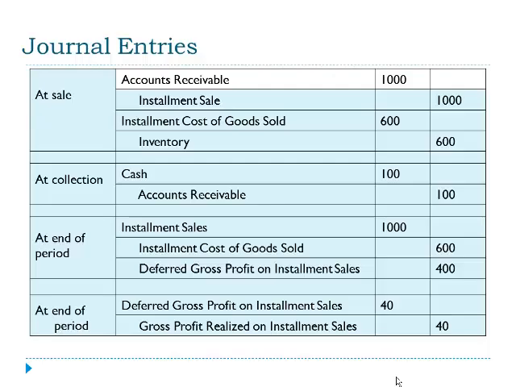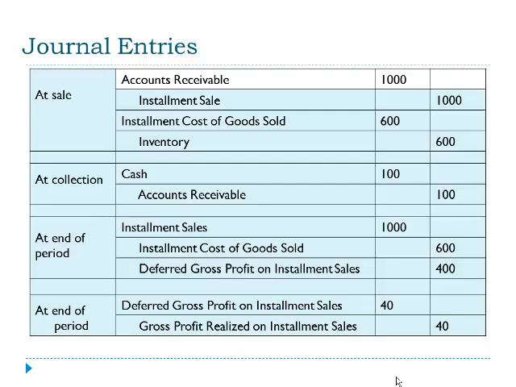At the end of the period, we're going to calculate what the total gross profit on installment sales is. We close the installment sales and the cost of goods sold account and recognize a deferred gross profit on installment sales. Here we have a credit of $400. That deferred gross profit represents a liability because we haven't yet earned that gross profit.